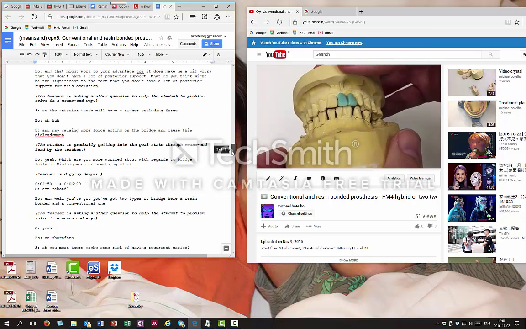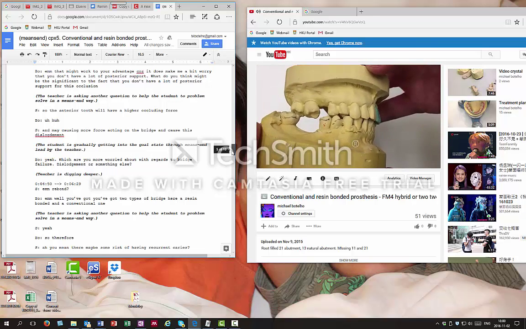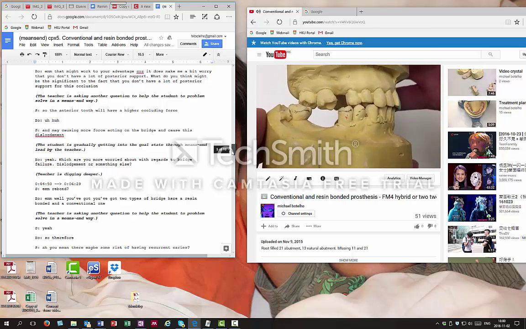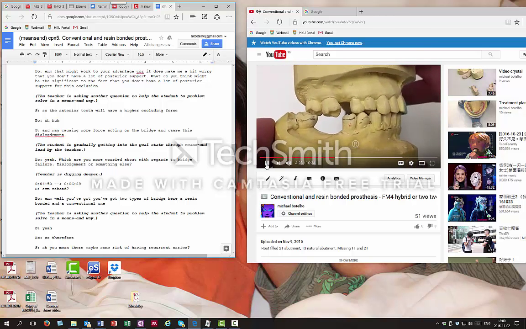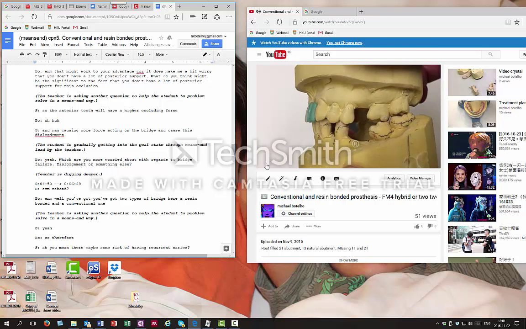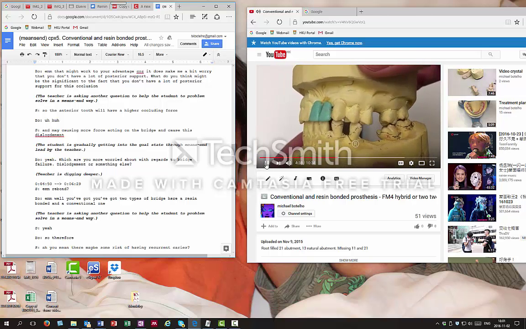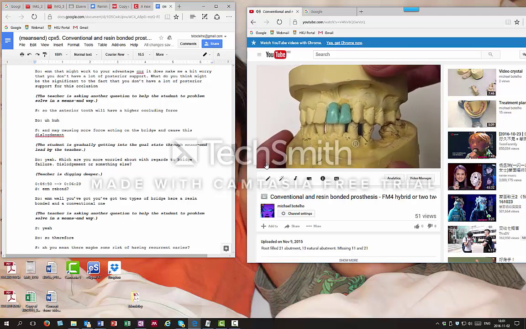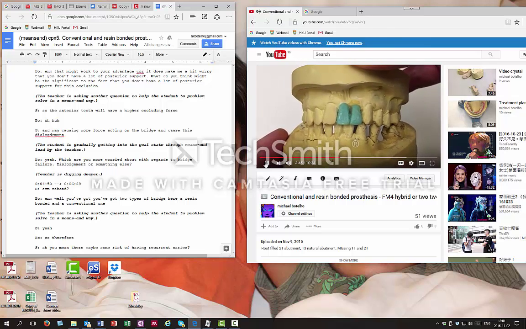Well, that might work to your advantage, because it does make me a bit worried that you don't have a lot of posterior support. So what do you think might be the significance of the fact that you don't have a lot of posterior support for this occlusion? So the anterior tooth will have a higher occluding force and may cause more force acting on the bridge. Yeah, which are you more worried about? So from my expertise, I've noticed that the occlusion and bite isn't that perfect. There are issues with it, and he's correctly answered my concern, so he switched on. With regards to bridge failure, dislodgement or something else?